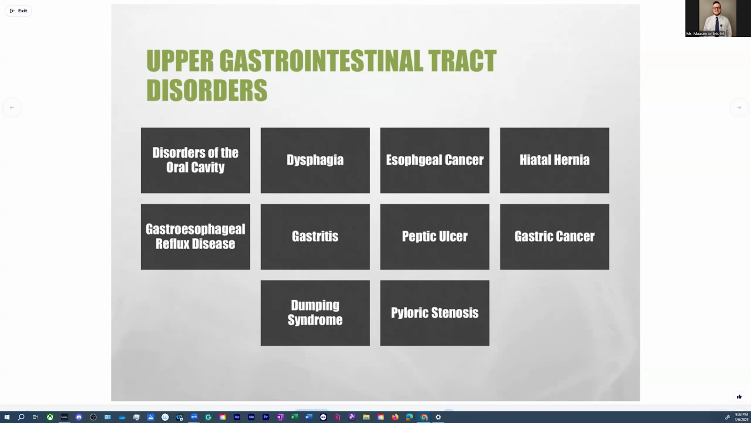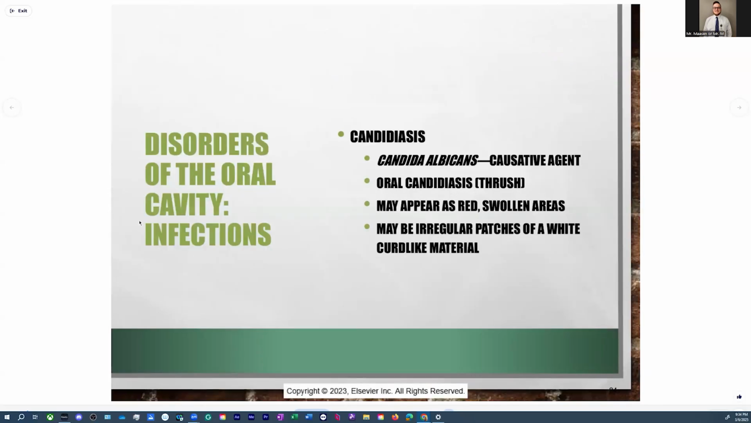So, let's talk about some of the upper GI tract disorders. We'll talk about some of the accessory disorders, and we'll also talk about lower GI tract disorders. So, these are kind of all of them: disorders of our oral cavity, dysphagia, that's trouble swallowing, cancers, hiatal hernia, GERD, gastritis, peptic ulcers, gastric ulcers or stress ulcers, dumping syndrome, pyloric stenosis. These are some of the common ones, but we'll focus on a few here, and I'll try to give you the big need to know ones.